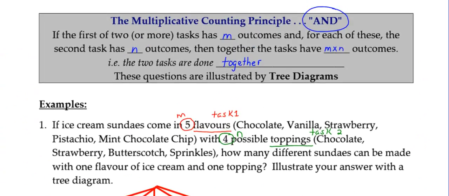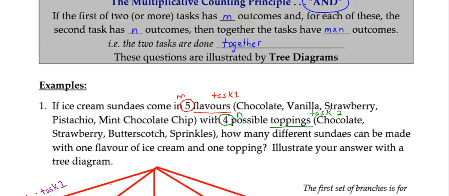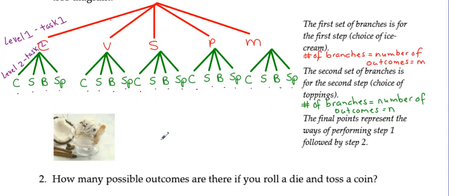By using the multiplicative counting principle, you could determine that there are 5 different flavors of ice cream, 4 different toppings, and that gives you a total of 20 ways to make a sundae.